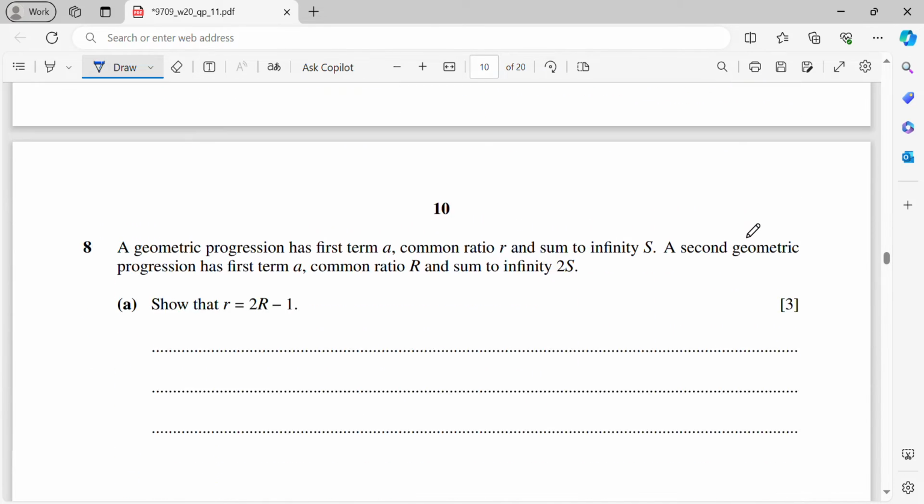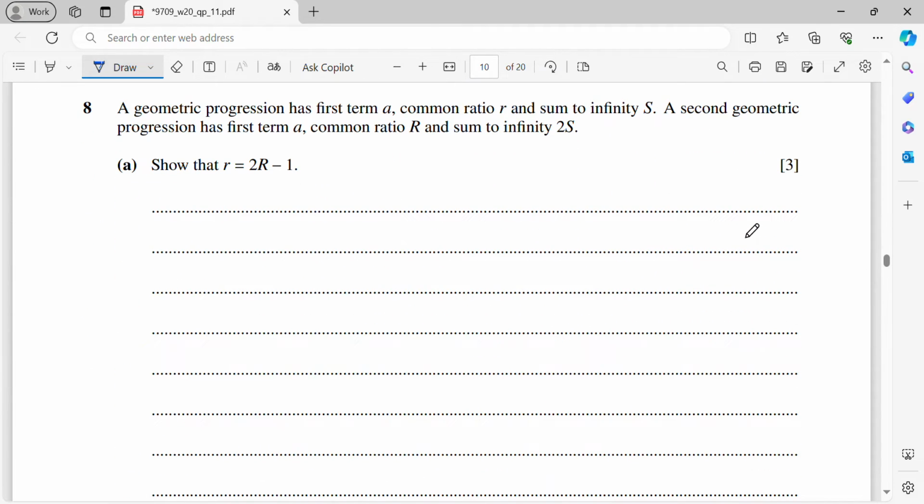Okay, now next question number 8. A geometric progression has first term A, common ratio r, and sum to infinity S. The second geometric progression has first term A, common ratio capital R, and sum to infinity 2S. Show that the lowercase letter r equals 2 capital R minus 1.